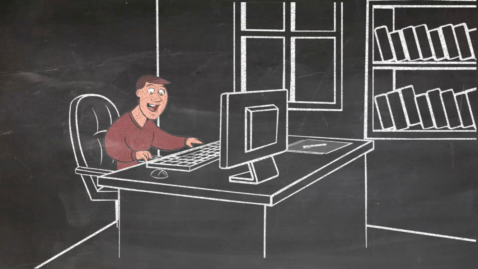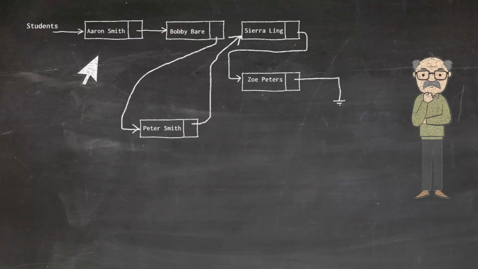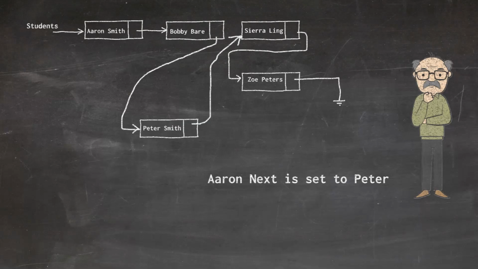Now, Bobby Bear went and got a job. So we're going to have to remove Bobby Bear from our list of students. How do we do this? Bobby Bear is between Aaron Smith and Peter Smith. It's quite simple to delete a node. What we do is we make Aaron Smith point to Peter Smith.